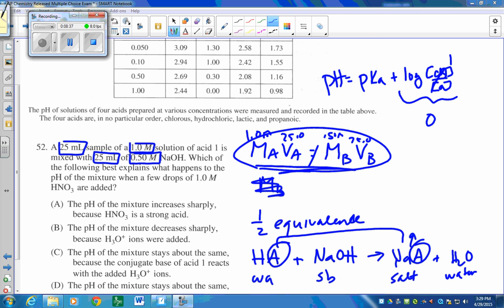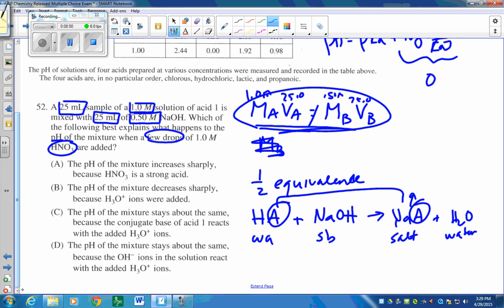Okay, so what you need to know is we have a buffer system. So the question is, which of the following best explains what happens to the pH of the mixture when you add a few drops of HNO3? So what happens is, and by the way, this is important. I need to do the net ionic equation to explain part of the answer.